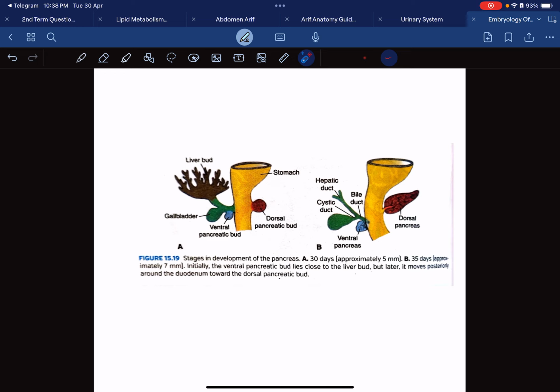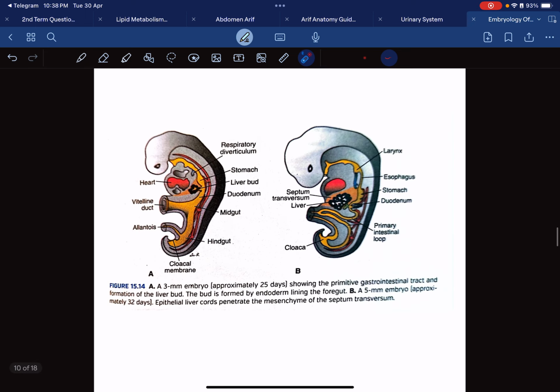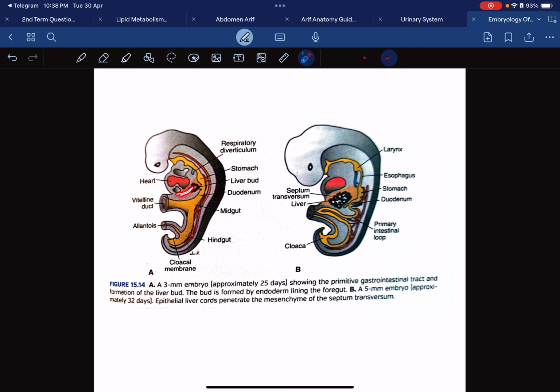Okay, foregut, right at the last, at this distal end, we have the liver part or hepatic part. From here the parenchyma of the liver is originated. The capsule, the fibrous tissue, hemopoietic cells and the Kupffer cells are developed from the septum transversum. Okay, the septum transversum is here.